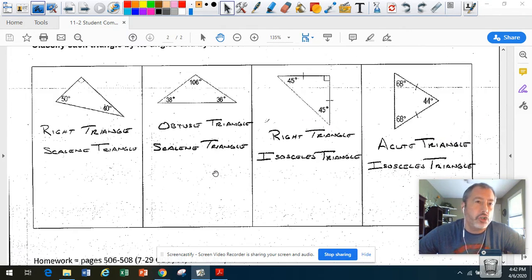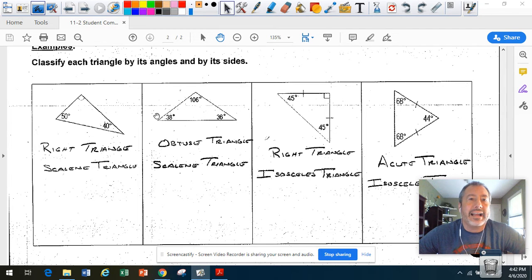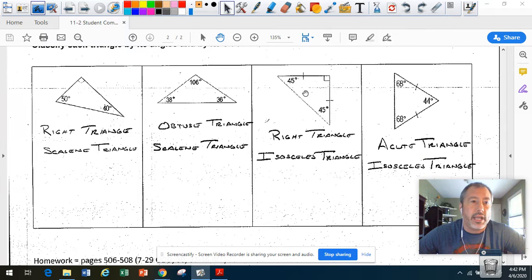Here, all they want you to do is to classify each triangle by its angles and its sides. If we take a look here, we can say, oh, guess what? We have a right angle here, which automatically means this is a right triangle. Now, let's look at the angles. All these angles are different. This is 90 degrees, this is 50, that's 40. Since all the angles are different, that means all the sides are different measures also. So each one of these sides is different, which gives us a scalene triangle.